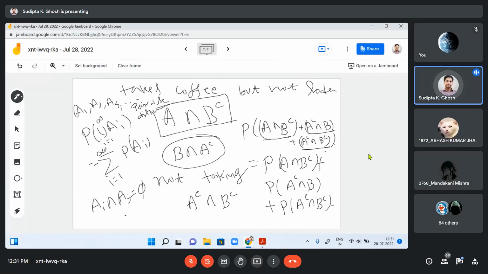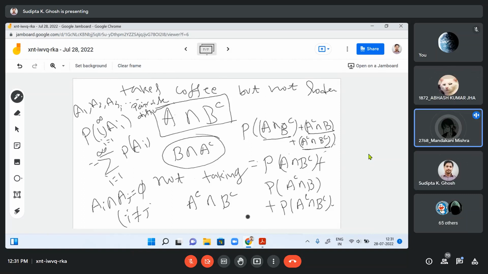A intersection A^c is equal to empty, and likewise for B; I is not equal to J. Exactly. So on that basis, I can say these events are pairwise disjoint, and by using Axiom 3, this becomes probability of A intersection B complement plus probability of A complement intersection B plus probability of A complement intersection B complement.